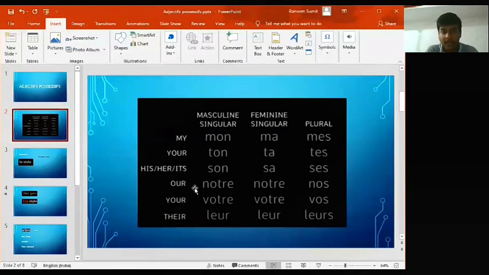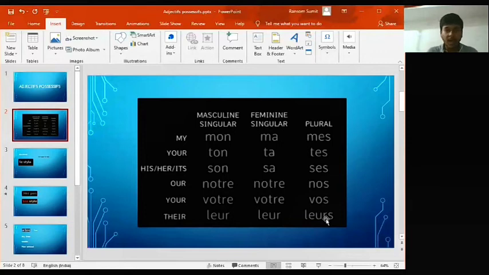And for our, it's the same in masculine and feminine. It's notre for both of them, but for plural, it will be nos. For your, it's the same as our, votre, and for plural, we'll say vos, and for their, it is leur. For feminine, it's leur, and for plural, it is leurs.